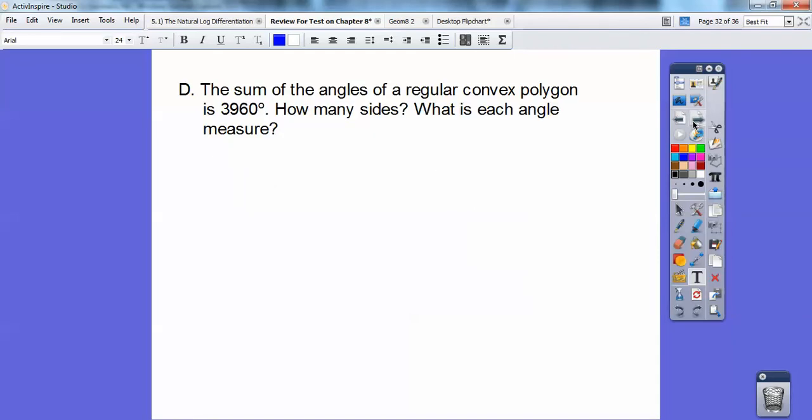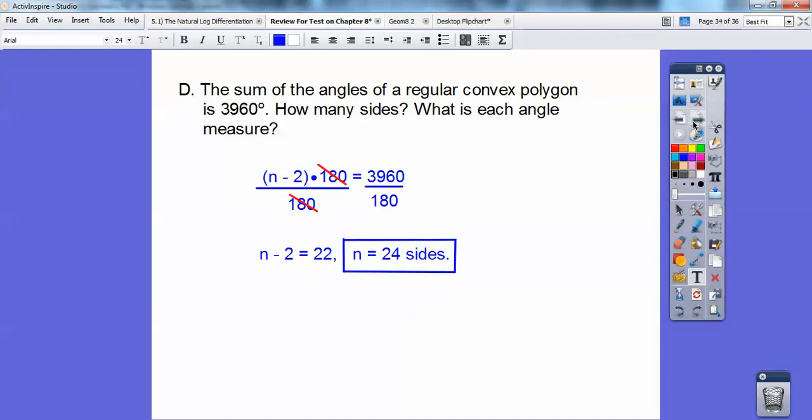Okay, the sum of the angles of a regular convex polygon is 3960. How many sides? And what is each angle? So n minus 2 times 180 equals that. Divide by 180, and you get 24 sides. And since it's a regular polygon, they're all equal to each other.